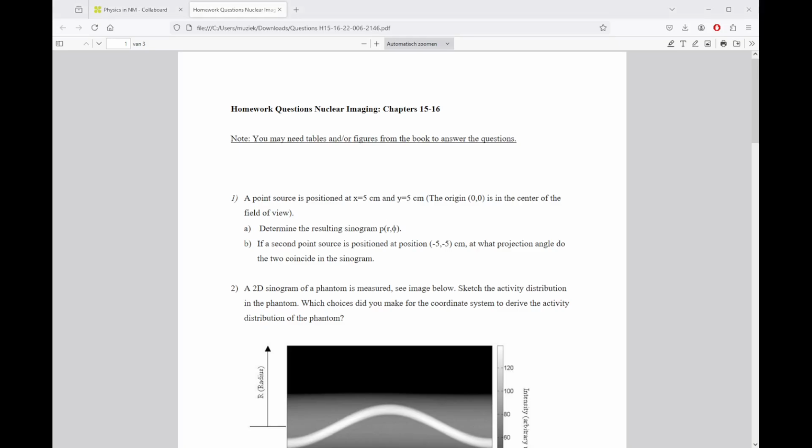All right, let's start with the exercises. And this is the first exercise. Let's have a look and work this one out.